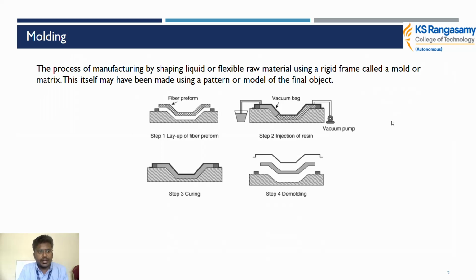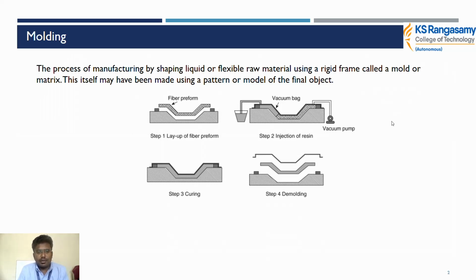First of all, what is molding? The manufacturing process of shaping liquid or flexible raw material using a rigid frame called a mold or matrix. This itself may have been made using a pattern or model of the final object. It is the first step of the molding process.